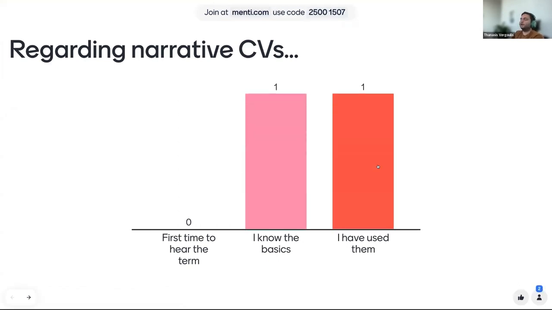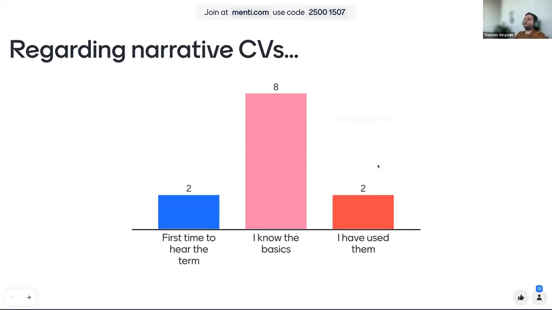So the question is if you have heard of the term narrative CVs. If you know what it is, or if it is the first time that you hear about it, because this is something that I'm going to mention in the next slide. We already have a lot of responses, about 20. It seems like most of you have already heard about narrative CVs. This is very good because it seems that narrative CVs can fix some problems that I mentioned. There are some of you that have not heard about them, but also some of you that may be experts because you have used them.